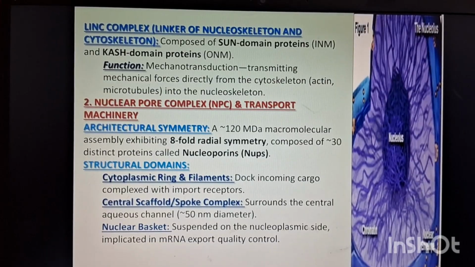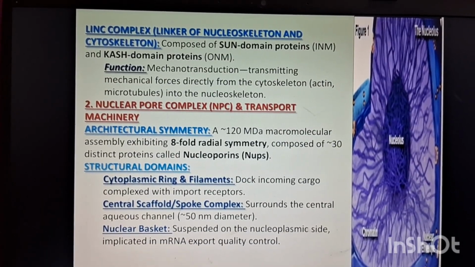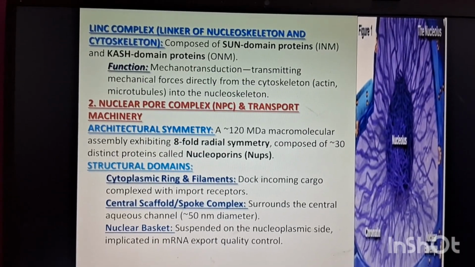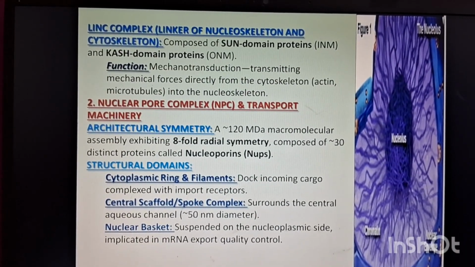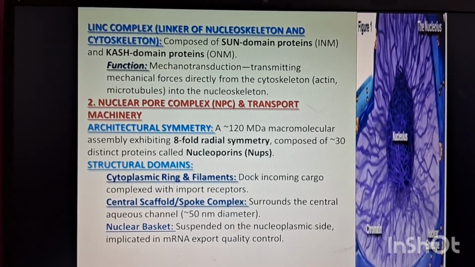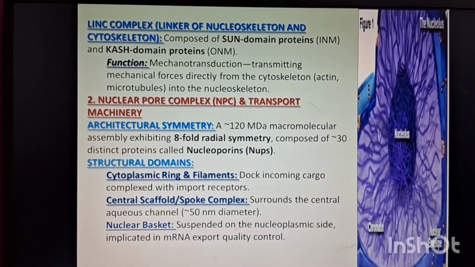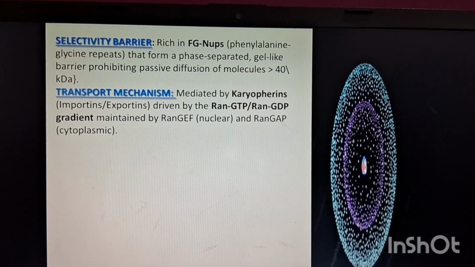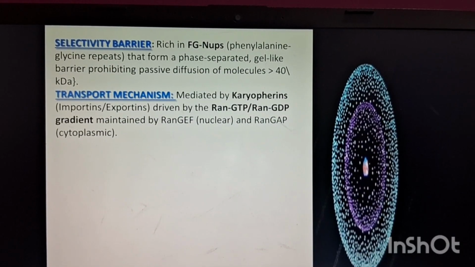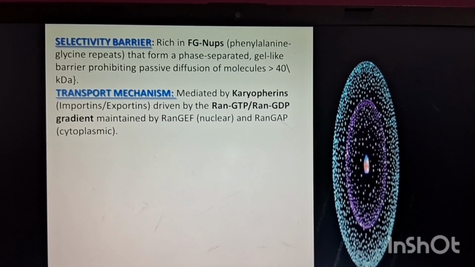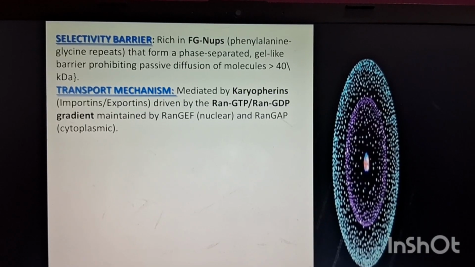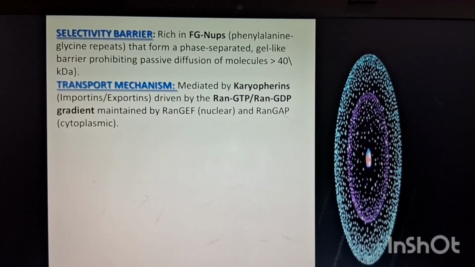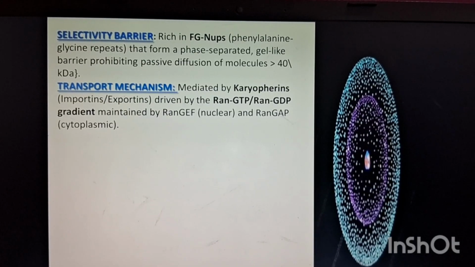Next, the central scaffold or spoke complex, that surrounds the central aqueous channel approximately 50 nanometers in diameter. Next, the nuclear basket, suspended on the nucleoplasmic side, implicated in mRNA export quality control. Next, the selectivity barrier. Rich in FG NUPs, that is phenylalanine, F denotes phenylalanine and G denotes glycine repeats, that form a phase separated gel-like barrier prohibiting passive diffusion of molecules greater than 40 kilodalton.